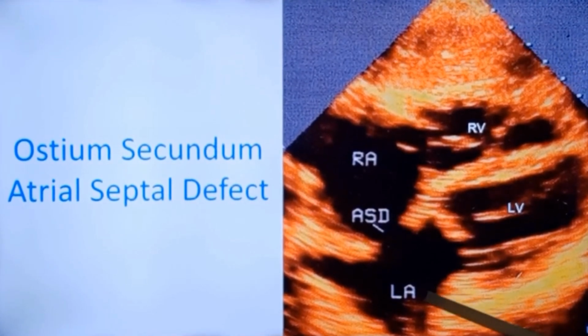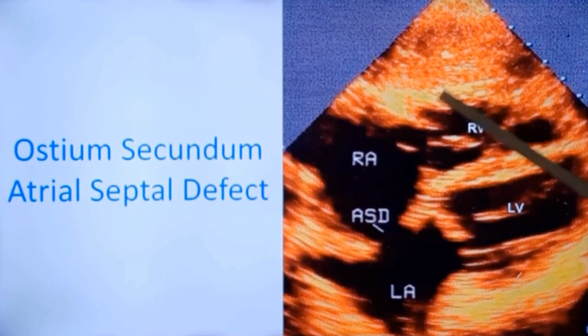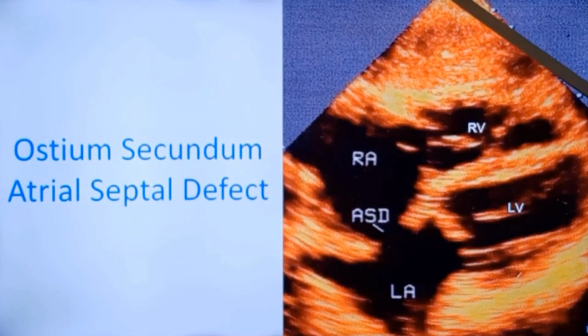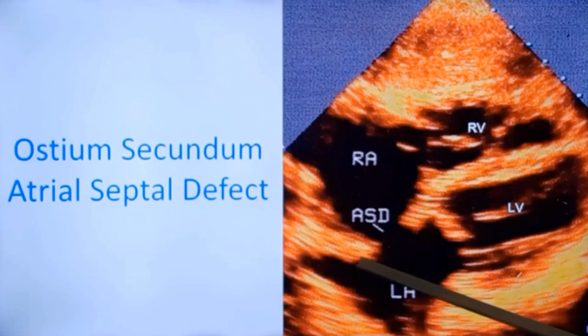This is a subcostal view which images the interatrial septum best because the septum is perpendicular to the image plane. That is, the transducer is sending the beam like this and the septum is almost perpendicular. So that's the best way to image a structure in a two-dimensional echocardiogram.